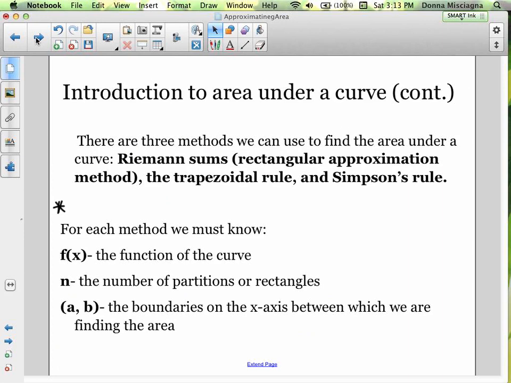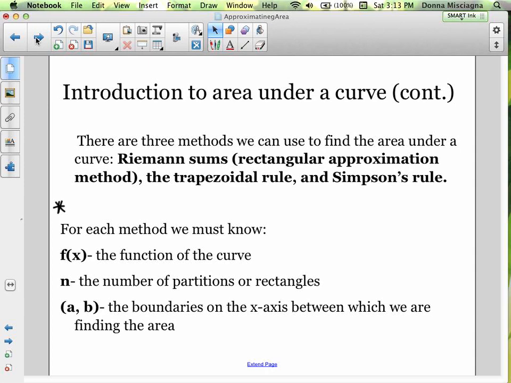So, introduction to area under a curve, continued. There are three methods we can use to find the area under the curve. We are strictly looking at the first one, Riemann sums, the rectangular approximation method. Later on, we'll look at the trapezoidal rule. Simpson's rule we're not going to be looking at in this lesson. Just the Riemann sums and the trapezoid rule. But right now, just focus on the rectangular approximation, or Riemann sum.